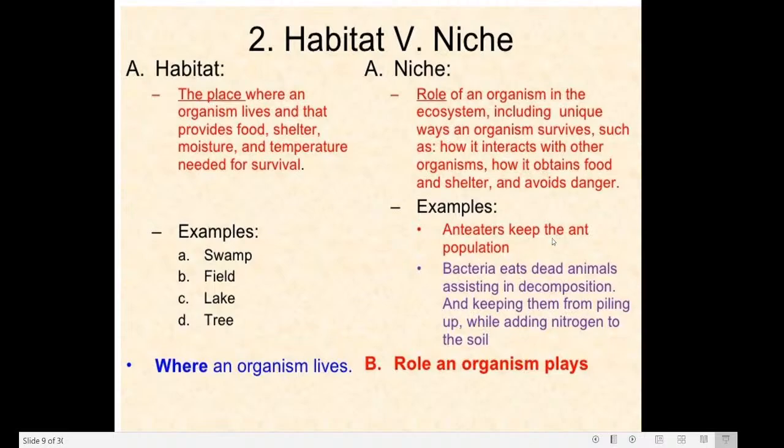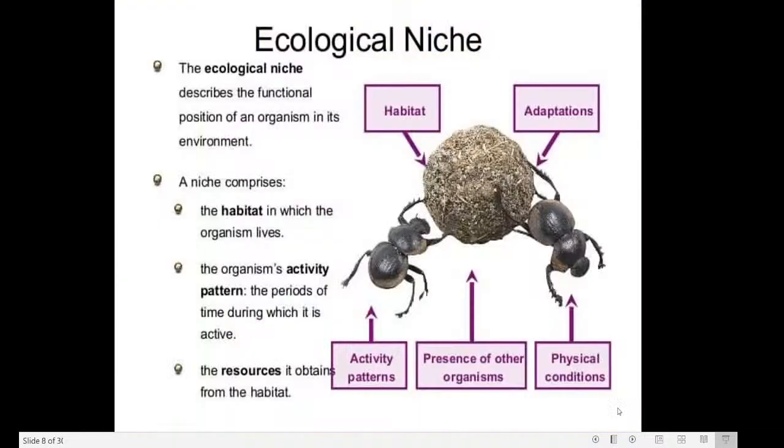And as a niche, take the anteater. The anteater specifically has protection on its back, and it also maintains the ant population. And here the bacteria eat animals and do decomposition, and they are also helpful for nitrogen fixation. These are important things about niches, because they interact with other organisms and obtain food. These things are very important.